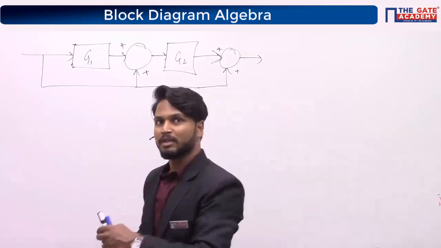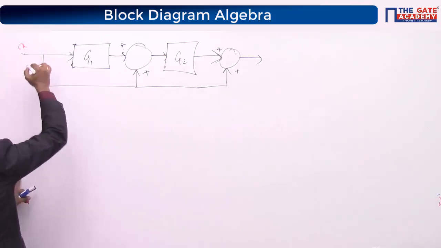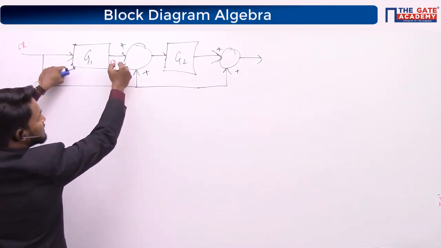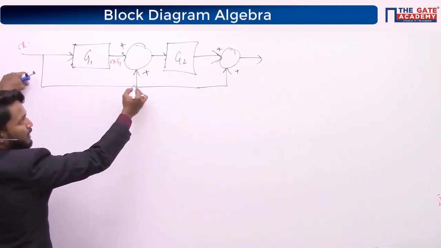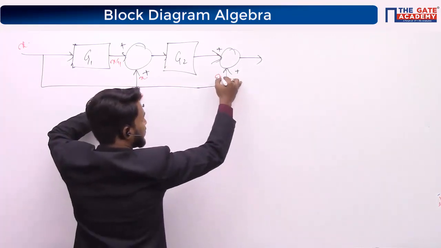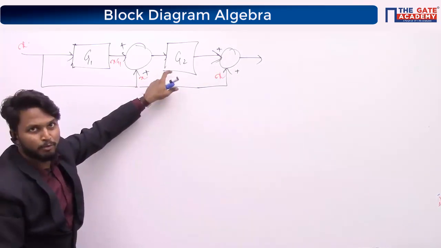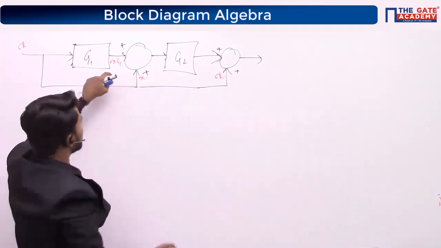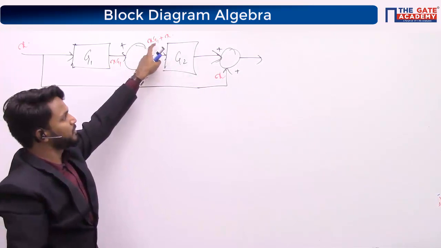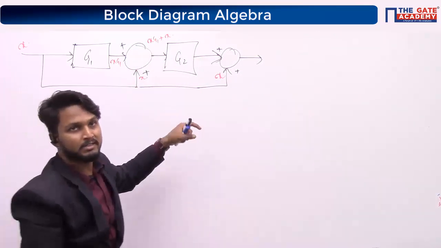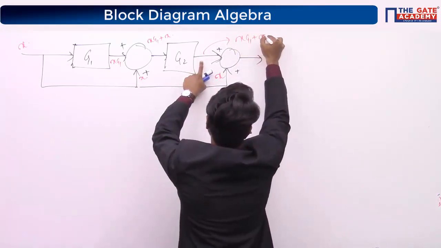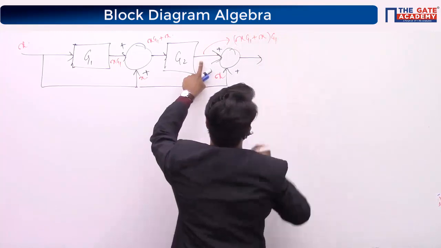Let us put some random input X here. So what is the output here? It is X times G1. What is the output here? This X is straight away coming here also. So what is the input to this G2? Input to this G2 is X times G1 plus X, multiplied by G2. So what is the output at this stage? At this stage the output is X times G1 plus X, completely multiplied by G2.